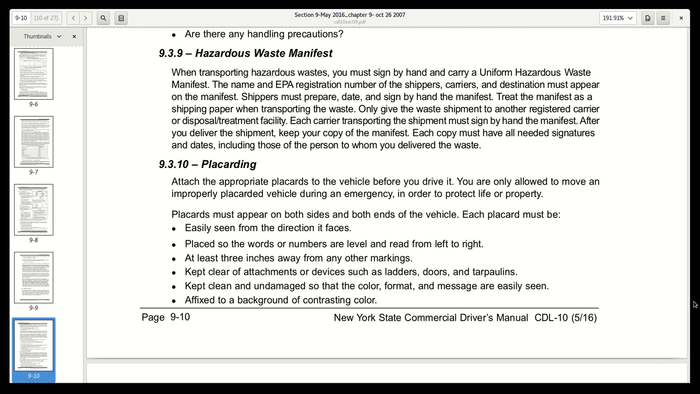After you deliver the shipment, keep your copy of the manifest. Each copy must have all needed signatures and dates, including those of the person to whom you delivered the waste.